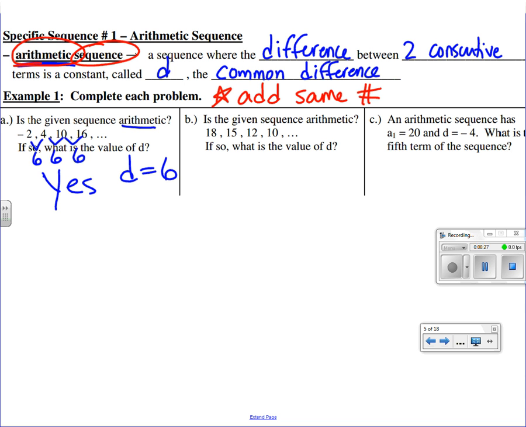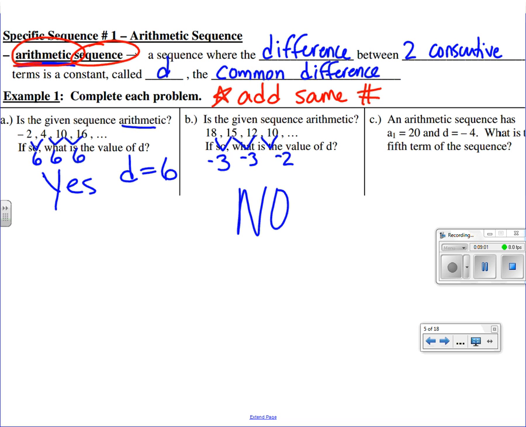Okay. B, is the given sequence arithmetic? Let me call on somebody. Sterling, how do you go from 18 to 15? Do you add 3 or subtract 3? Good. Guys, this one has to be negative. It's got to be negative 3. Okay? Ethan, how do you go from 15 to 12? And then Jesse, 12 to 10. All right, so Cheyenne, is this one arithmetic? No, very good. Because it's not the same number. So the answer to that one is just no.